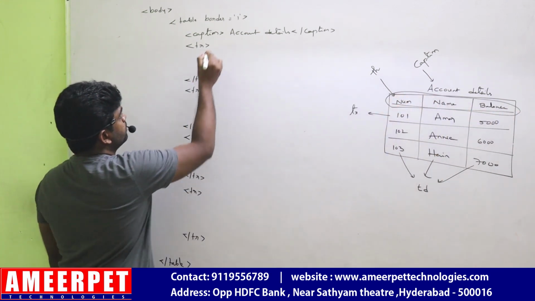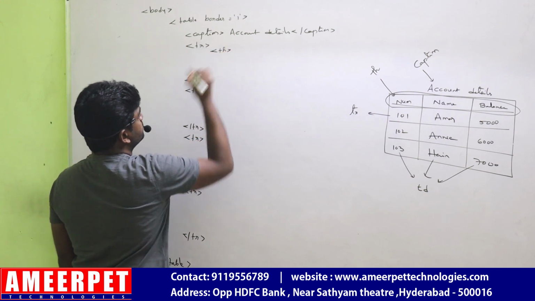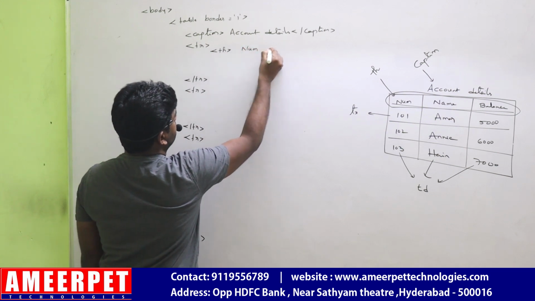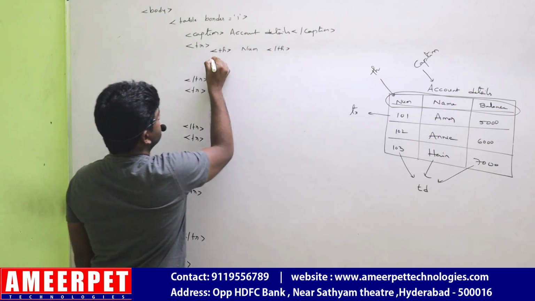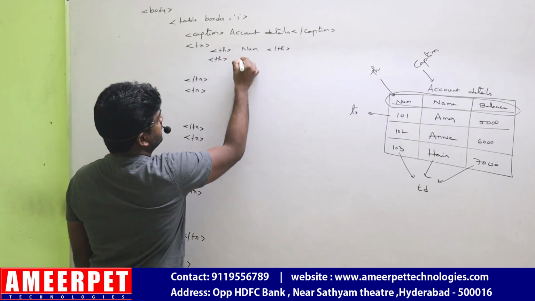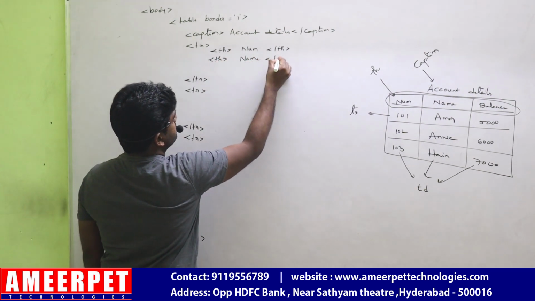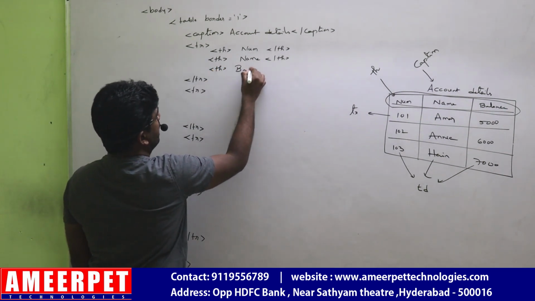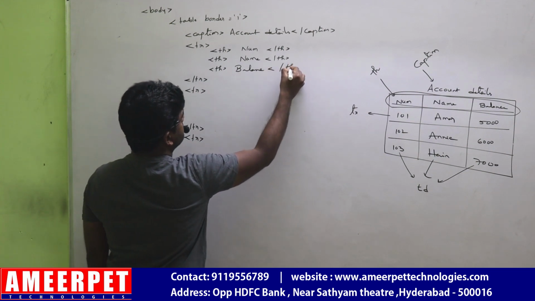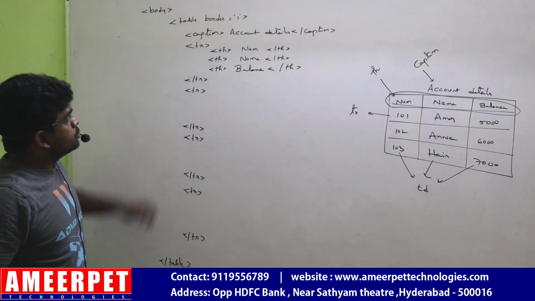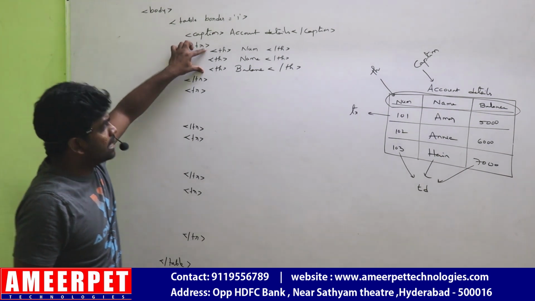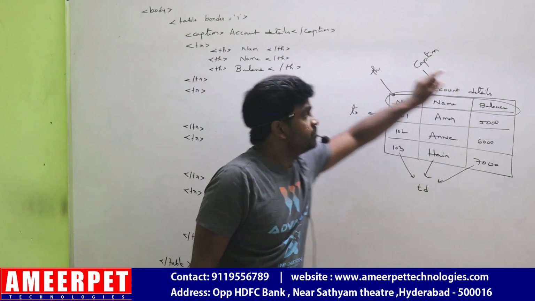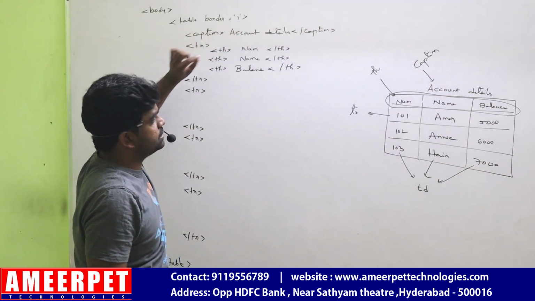So we are representing the headings with TH, table heading. The first heading is number, TH. The second heading is name, TH close. The third one is TH, which contains balance. Balance is a TH. So this is the first row. The first row consists only of headings, so the three headings are represented with three TH tags.